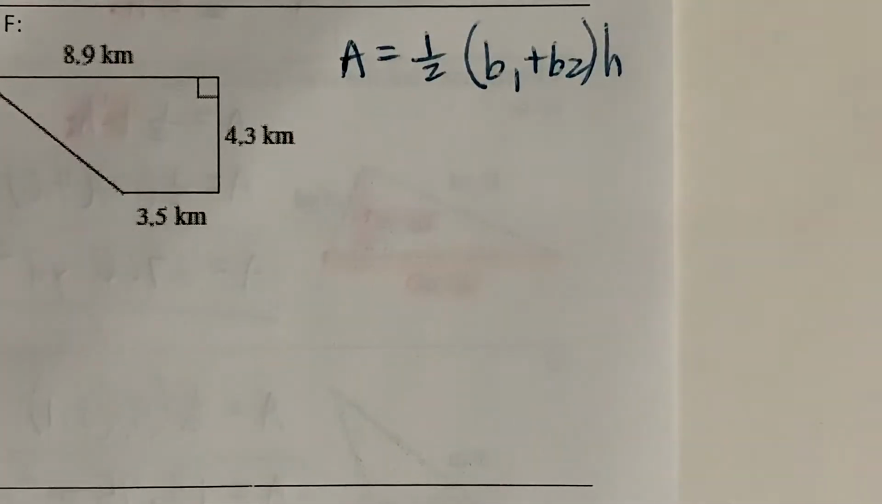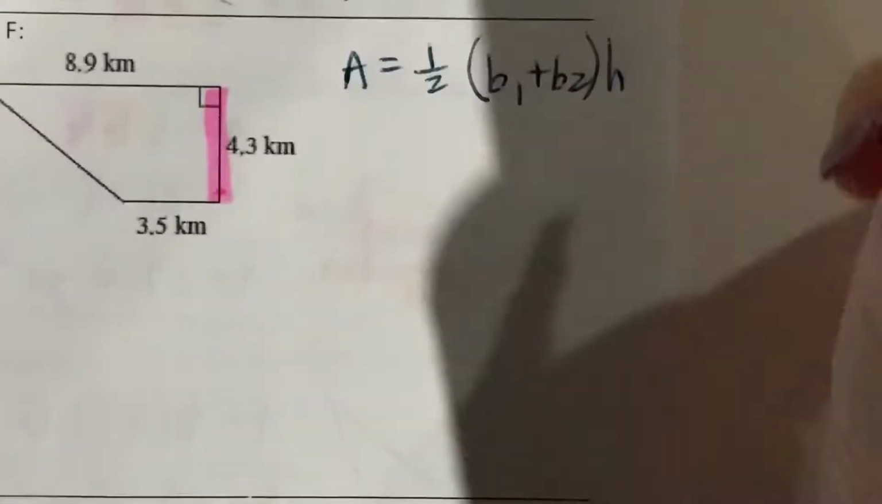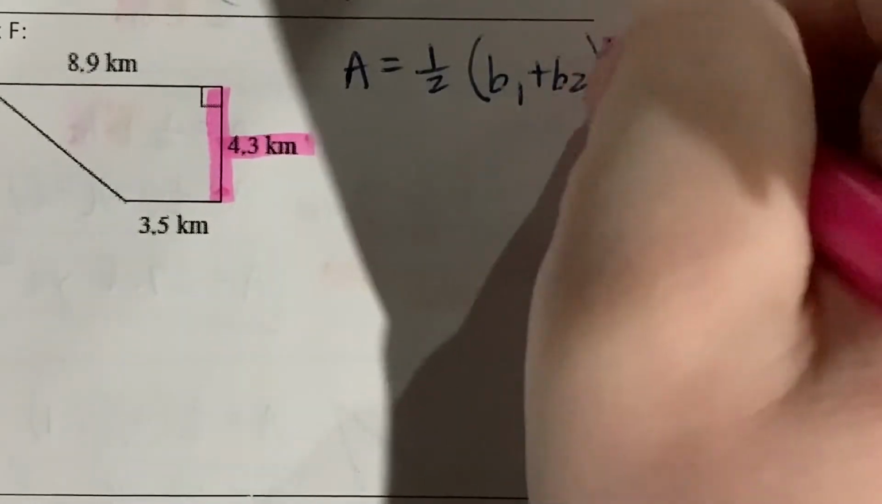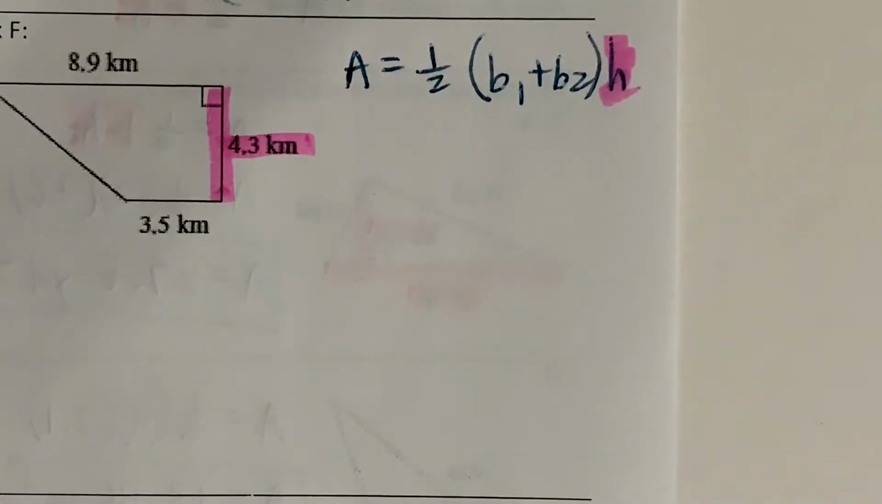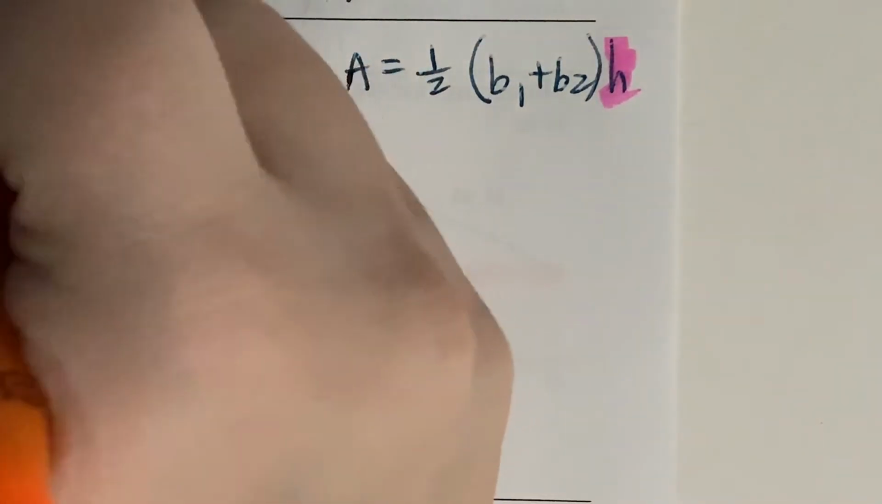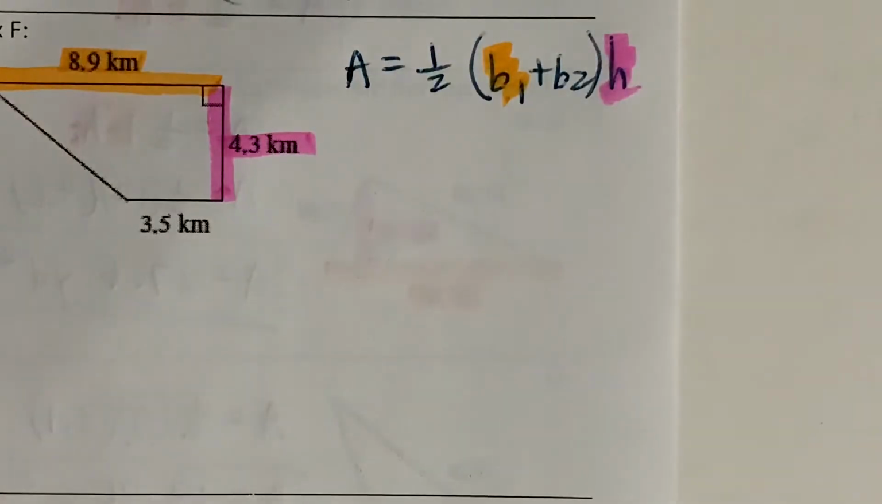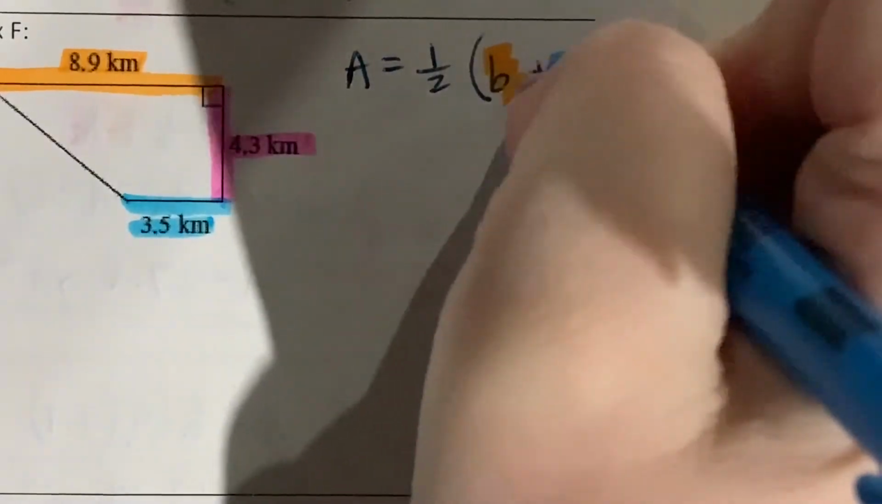And let's go identify the different parts of our figure. I see my height here, perpendicular to my two bases. So the height that I'm going to be plugging in is 4.3. I have two different bases, and again, it doesn't matter which I say is base 1 and which I say is base 2. So let's say this is our base 1. And that makes my other base that's parallel to it, my base 2, the 3.5.